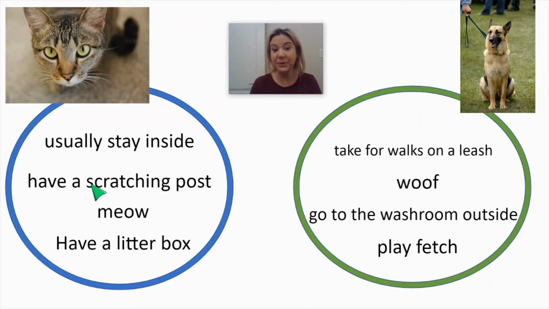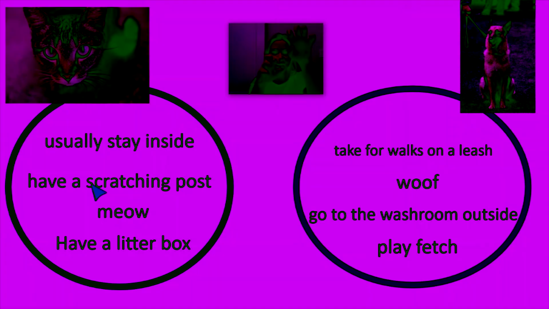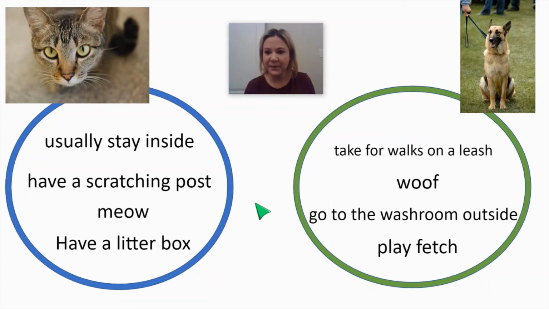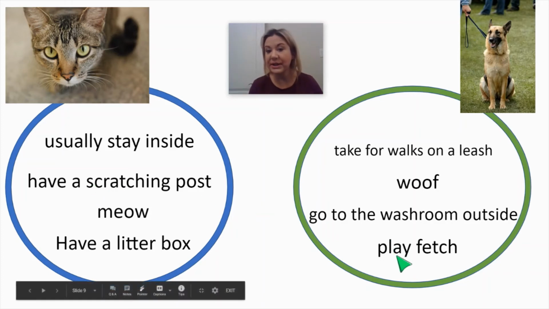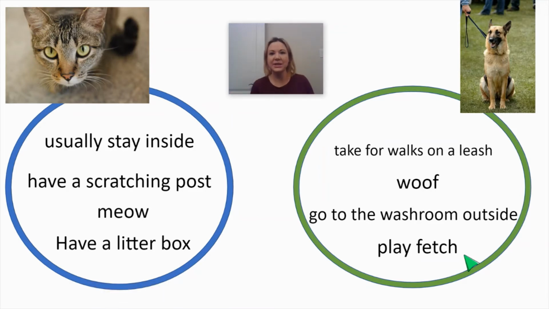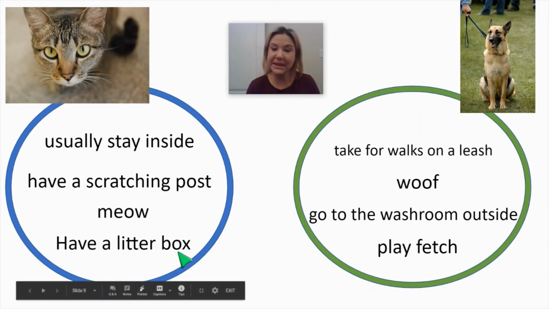Cats usually have a scratching post, right, with their nails so that they can scratch on it. And dogs usually like to play fetch. If you throw something and say, go get it, the dog will come and pick it up and bring it back to you. As far as I know, there aren't many cats that do that. But they do other neat things.